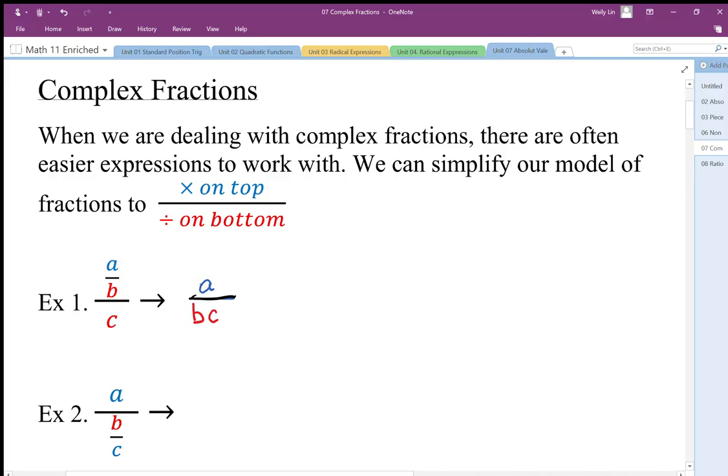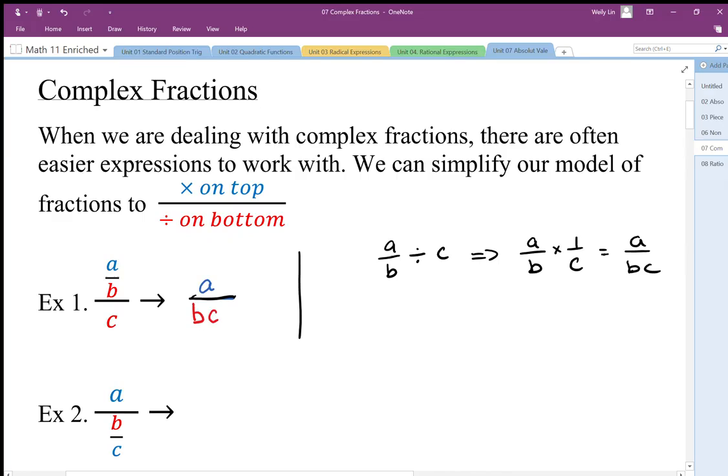So this is our simplified version of this. We can just take the two divide parts and put them in the bottom. We can check this with some other strategies, and we can check this by dividing fractions. So we can do A divided by B, divided by C. When I divide by a fraction, I can multiply by its reciprocal, and then I can see very clearly that C ends up in the denominator.